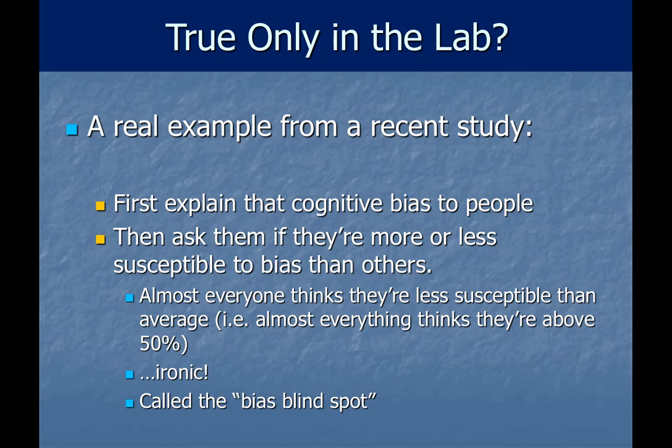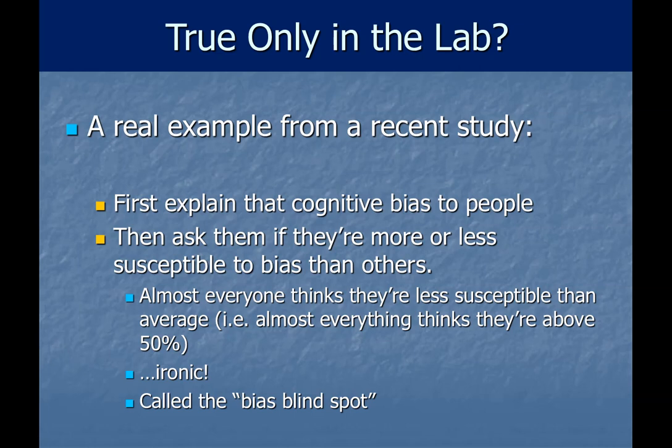Everyone tends to overestimate. Like, a lot of people think they're in the top 50% when they're not, and here's why that doesn't work. They explained the whole thing, and then they asked people, do you think you're more susceptible to that bias than other people or less susceptible? And almost everyone thinks they're less susceptible than average. In other words, almost everyone thinks they're in the top 50% of critical thinkers, even though, again, that's impossible, right? Only half of us can be in the top 50%.